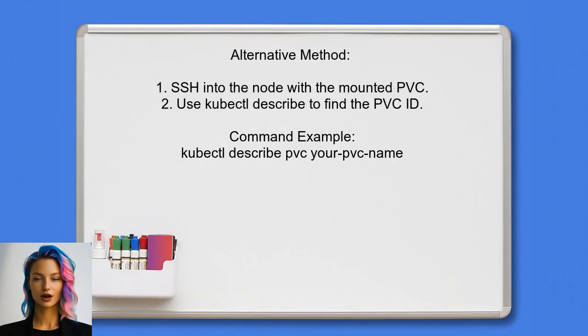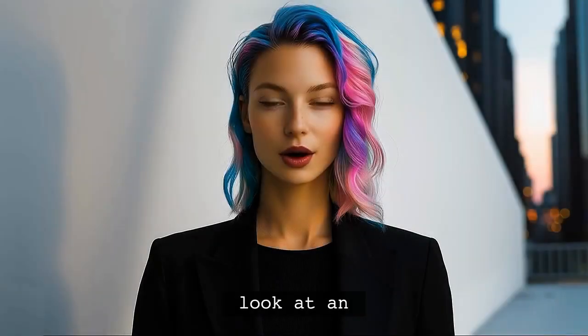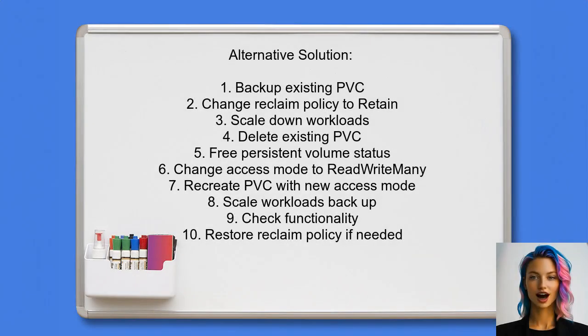Alternatively, you can SSH into the node where the PVC is already mounted. Use the command kubectl describe to find the ID of the PVC if you have multiple mounts. Let's take a look at an answer from another user. This user explains that you cannot change a persistent volume claim from ReadWriteOnce to ReadWriteMany without deleting it. However, they provide a detailed procedure to do this safely.